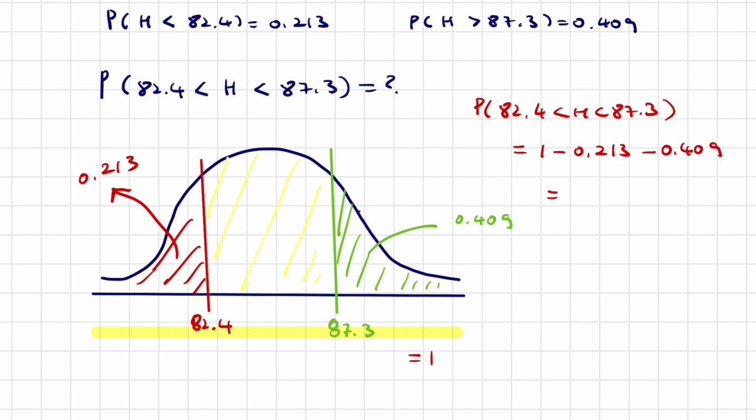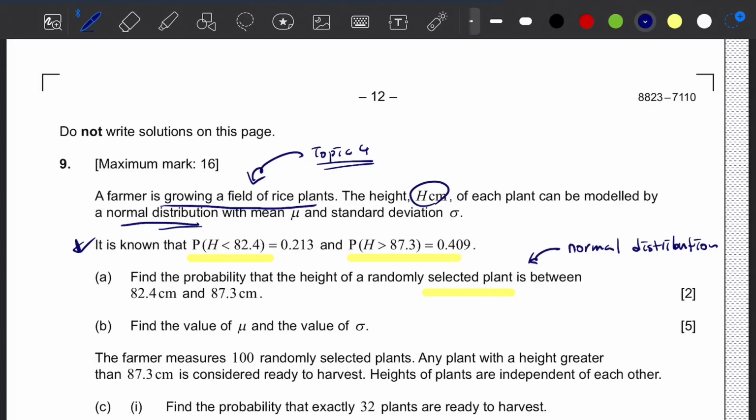So it is equal to 0.378. So the probability that the height is between 82.4 and 87.3 is equal to 0.378. Okay, then let's try question B.